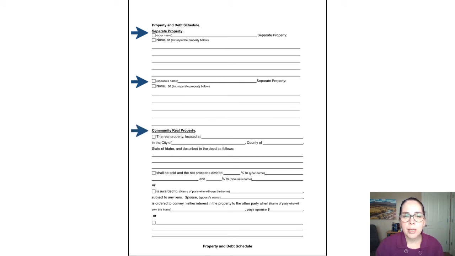Community real property is where you would list the home or land. You will need to list the legal description. The easiest way to do this is to get a copy of the deed that has the legal description and attach it as Exhibit C. If you don't have this, you can contact the local courthouse recorder's office and ask them for a copy of it.